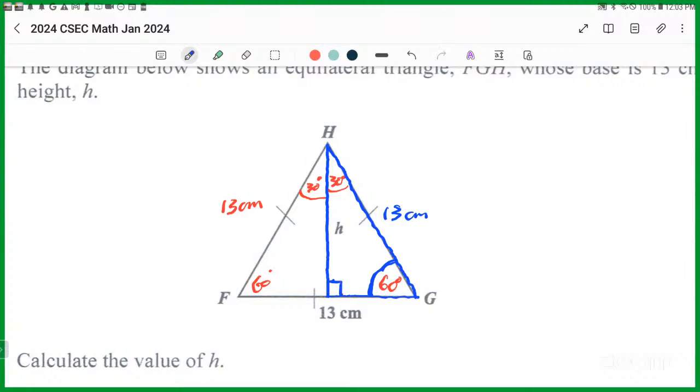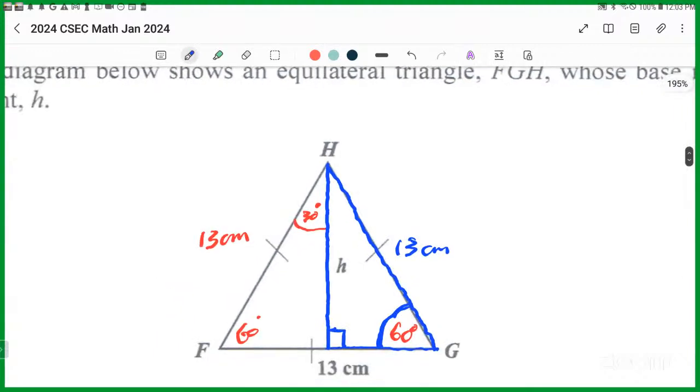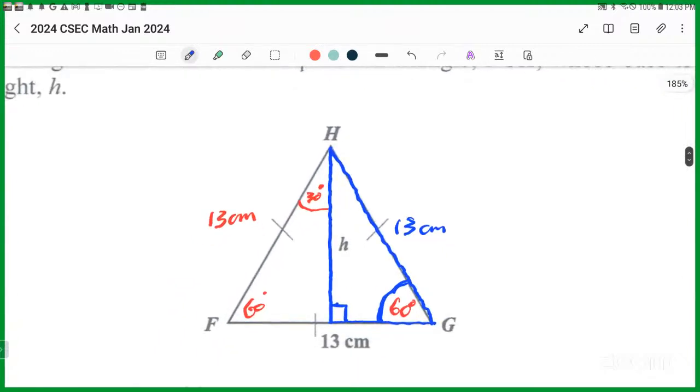I'm sorry, I'm going to take off this 30 degrees up here, just to say we're not really using this. Just highlighting what we can use in blue. So we could use that 60-degree angle and use sine equals opposite over hypotenuse. Why are we using sine?